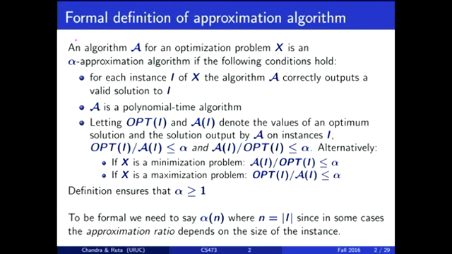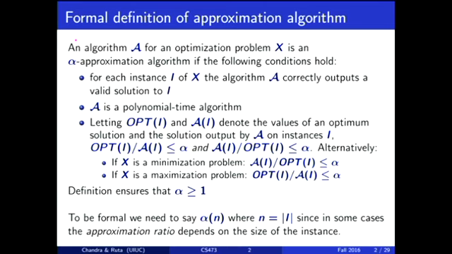What is the formal definition of an approximation algorithm for an optimization problem? It's an algorithm which we want to make sure runs in polynomial time, so it's an efficient algorithm. And it will always give a valid solution. If it doesn't give a valid solution, then we're not talking about approximation because it's not even giving a solution. So it's supposed to give a valid solution, but the value of the solution could be suboptimal. That means it's not going to be the best value solution there is.